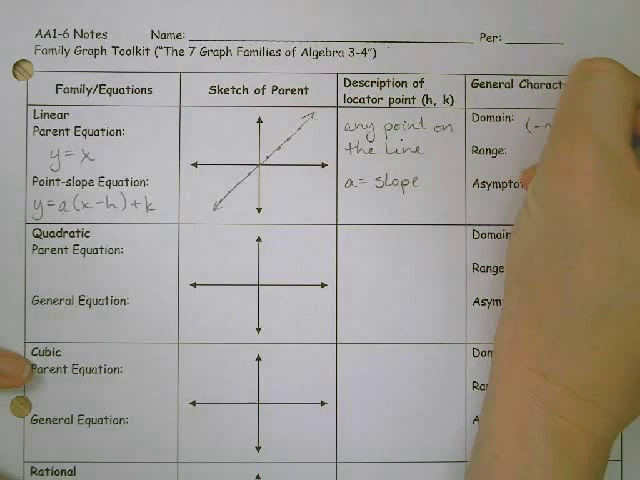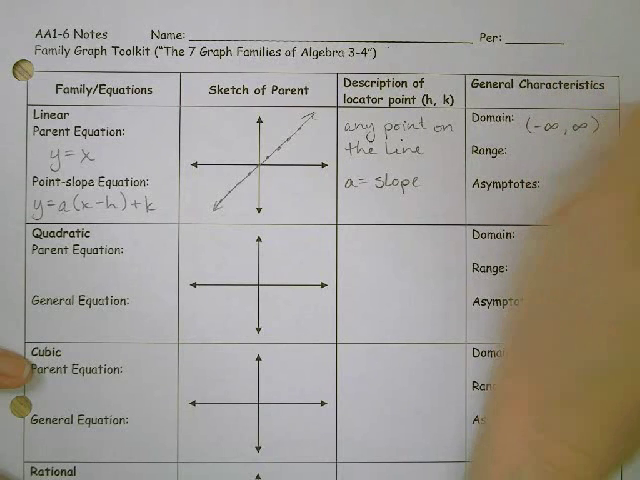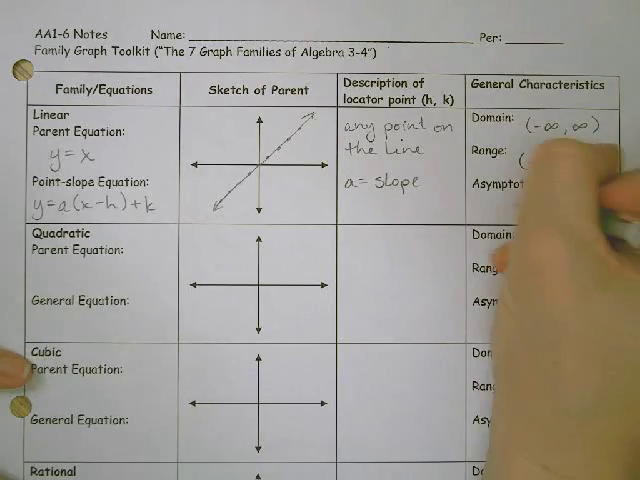Our domain, negative infinity to positive infinity, are all real numbers. Same thing for the range. And this has no asymptotes.